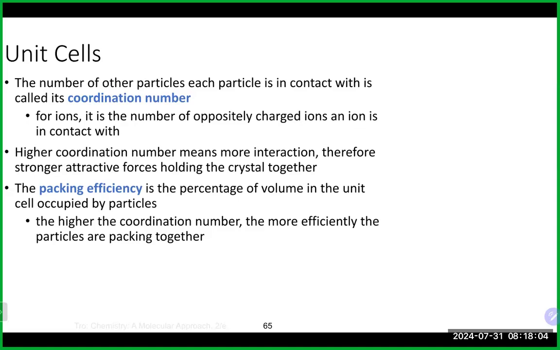Packing efficiency, which we're not getting too much into, is the percentage of volume in the unit cell that's occupied by particles. The higher the coordination number, usually you have a more efficient packing of those particles together, again, because everybody is a lot closer to one another.